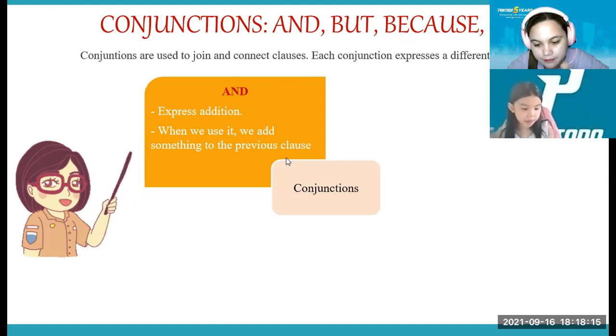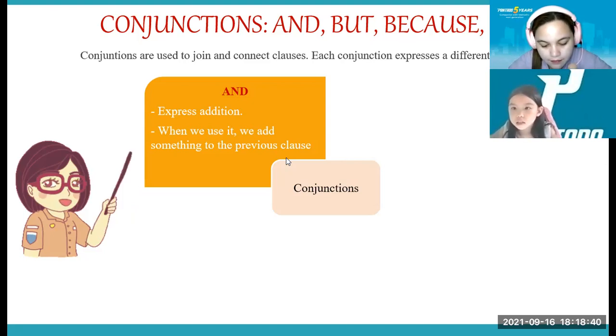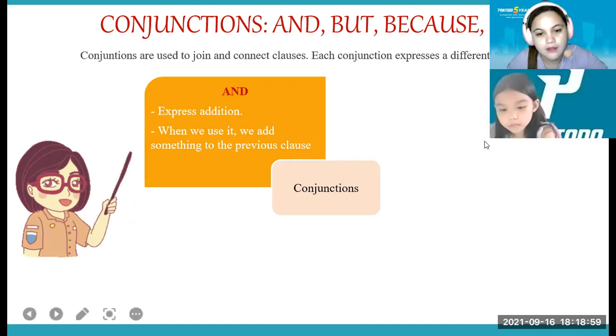The rabbit and the tiger. Again. The tiger and a rabbit. Your favorite animal? A cat and rabbit. All right, wait a minute. Okay, very good.